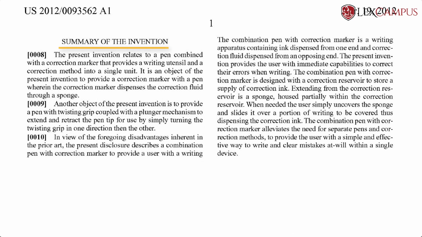Now, the summary of the invention will talk about the invention. The present invention relates to a pen so and so. Now, it will describe various objects. You can see that it is an object of the present invention, another object, and in view of the foregoing disadvantages inherent in the prior art. So, we understand the prior art to have certain disadvantages, and we can understand that this invention overcame those disadvantages. So, the summary of the invention will have the objectives and the problem that was solved, that is, the problem in the prior art that was solved.